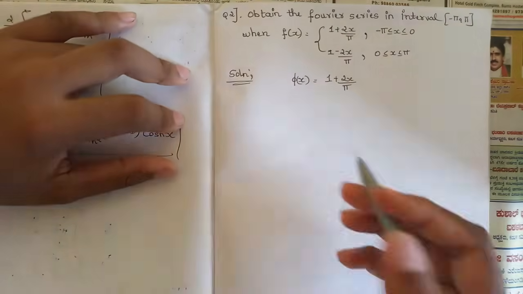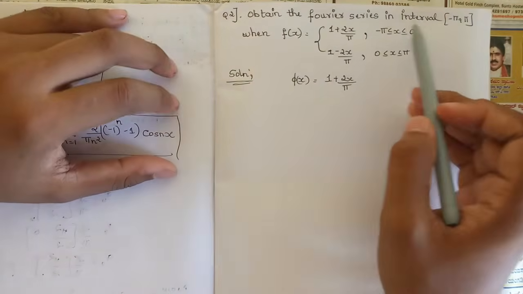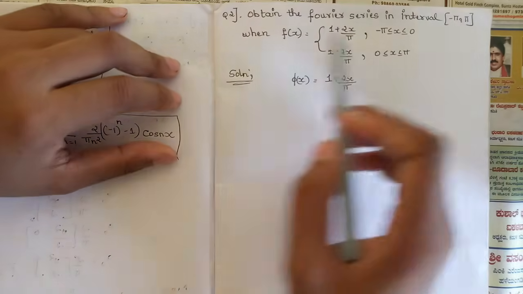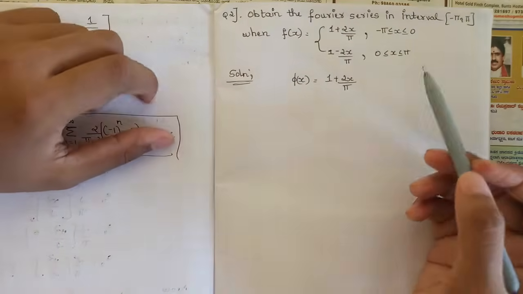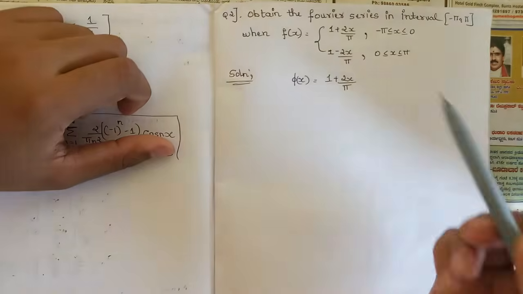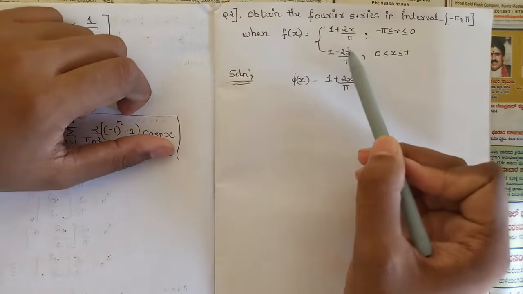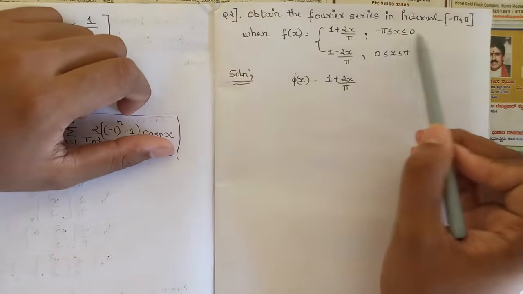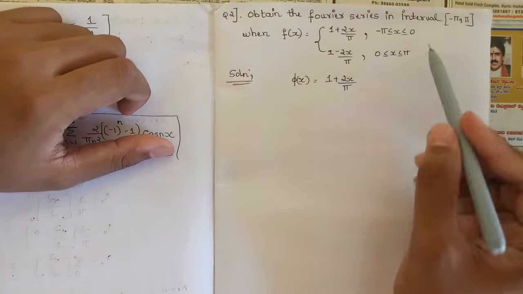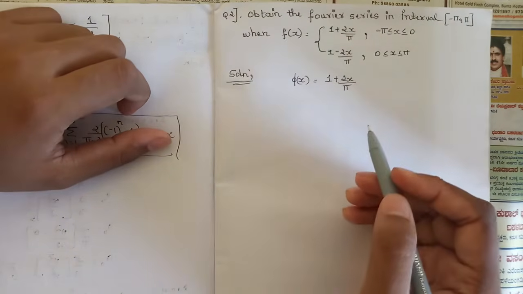This is the second question. Obtain the Fourier series in the interval minus pi to pi when f of x is a discontinuous function. In this case there are two values, one for phi of x and one for xi of x, and see the limits that I told you before. Now let's simplify this.